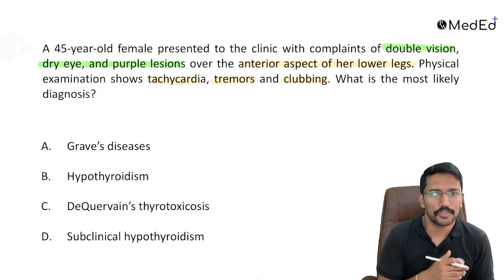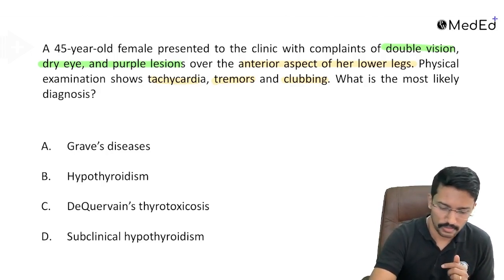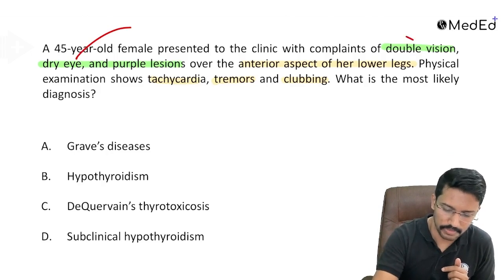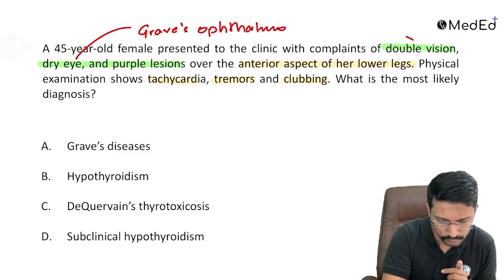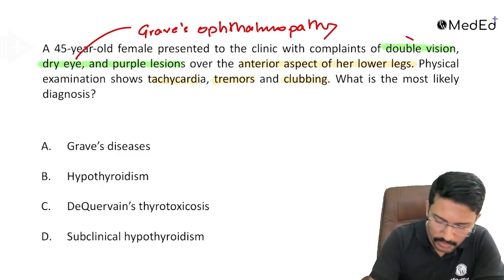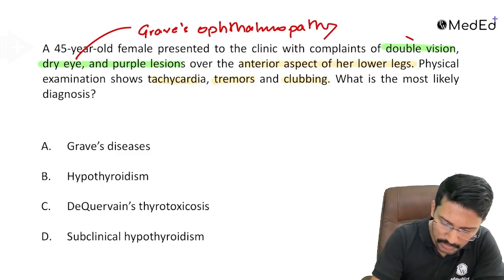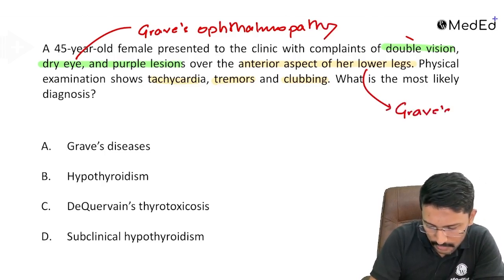So the double vision and dry eyes are pointing towards possible Graves ophthalmopathy. Okay. Then the anterior aspect of the lower legs showing some purple lesions is talking about Graves dermopathy.